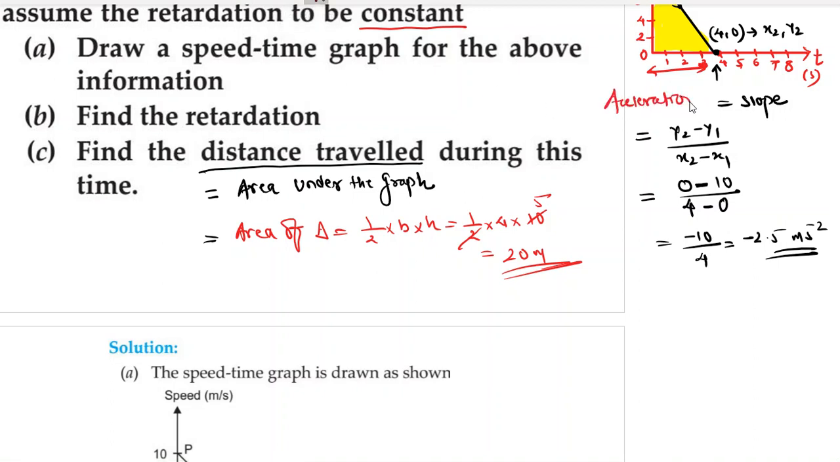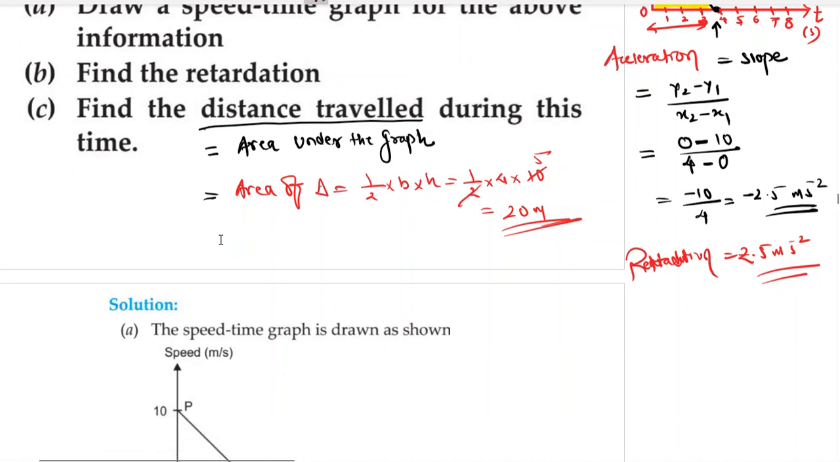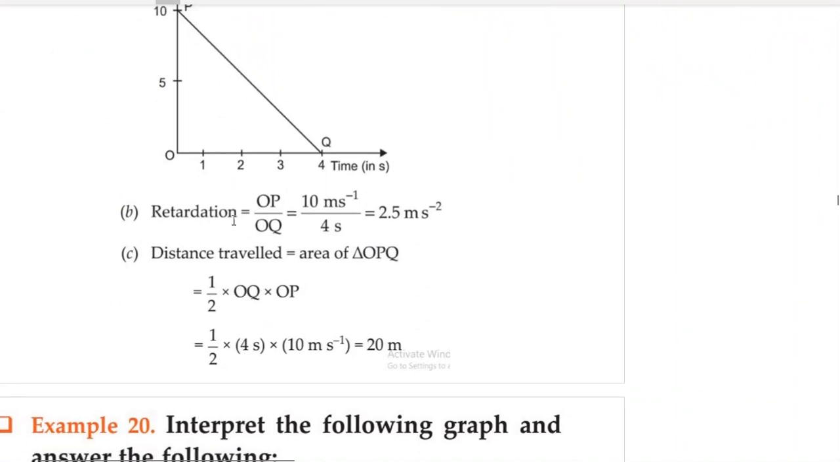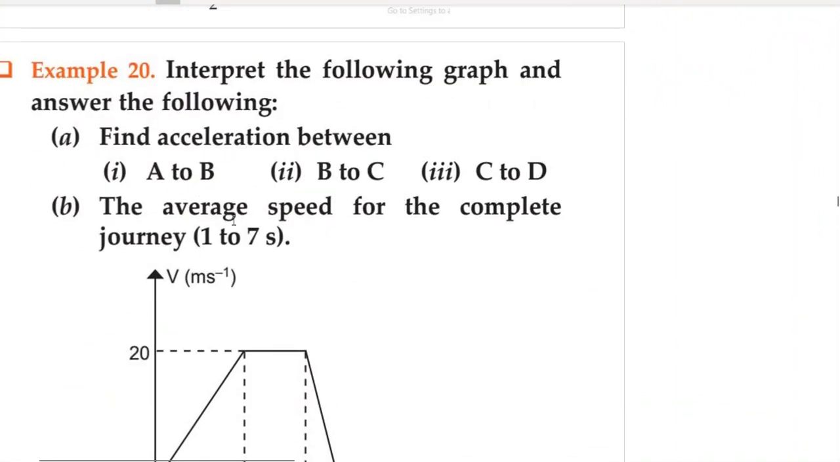Acceleration, right? And finally I should write retardation is equal to 2.5 meters per second square. No minus sign while you use the word retardation. That's my mistake. And what is the distance? Half into base into height, area of triangle, that is 20 meters. Perfect. Let's do the next one.